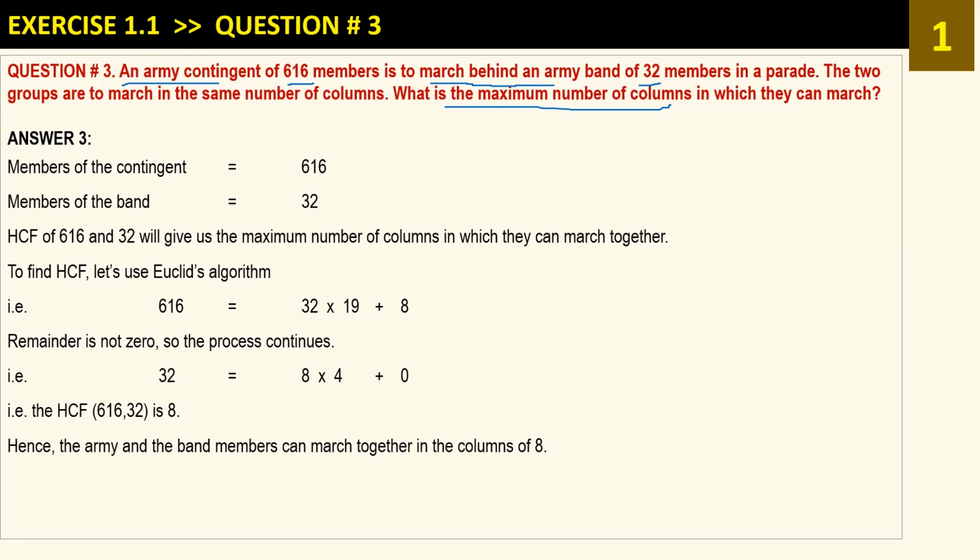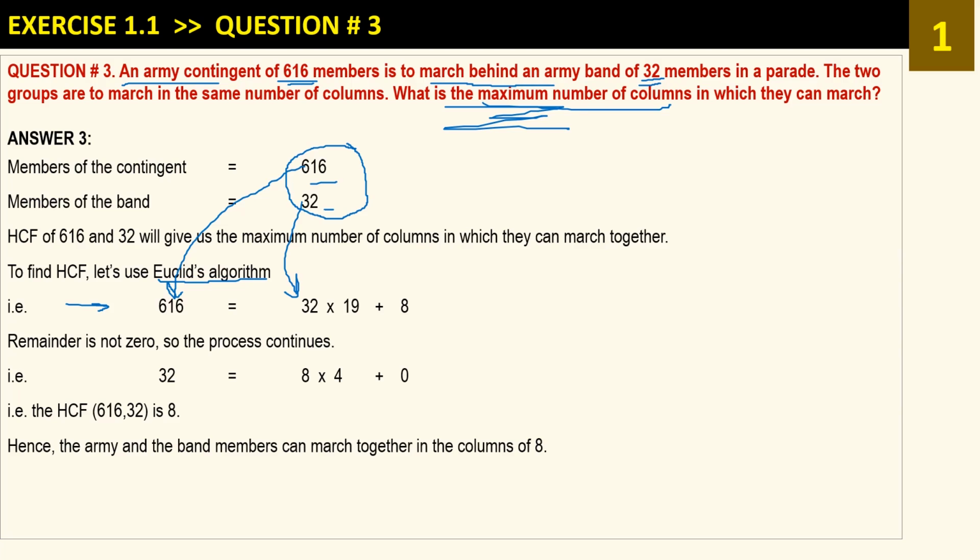As we have to find the maximum number of columns for the 616 members of the army contingent and the 32 members of the band, it can be found by simply finding the HCF of these two numbers, 616 and 32. So let's use Euclid's algorithm to find the HCF. We keep 616 on the left-hand side because it is bigger than 32, which is on the right-hand side in the divisor position.